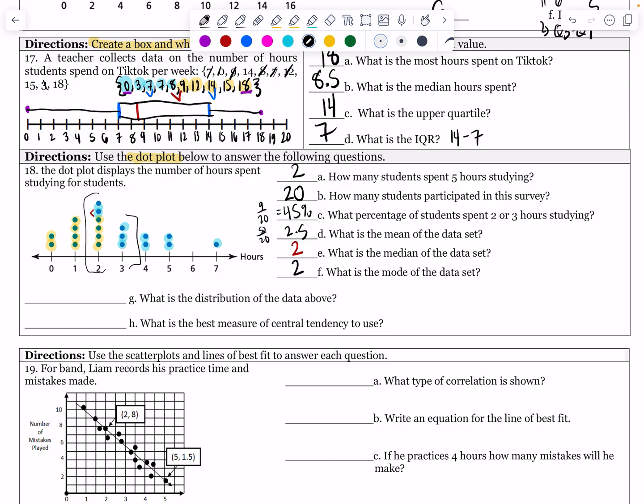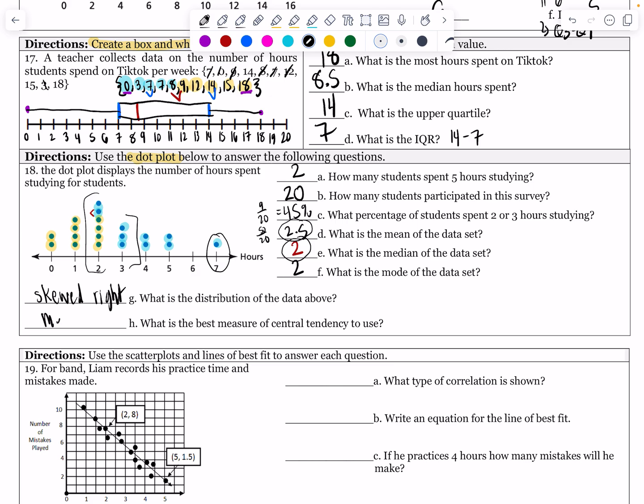So what is the distribution? Well, if the mean is 2.5 and the median is 2, this is going to be slightly skewed right. Not a ton, but this person who studied for 7 hours is an outlier, and that's bringing it slightly skewed to the right.